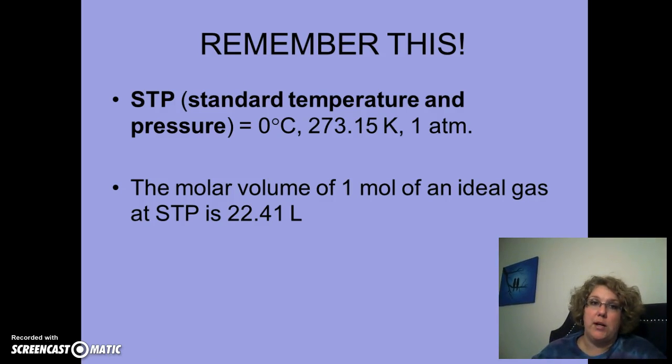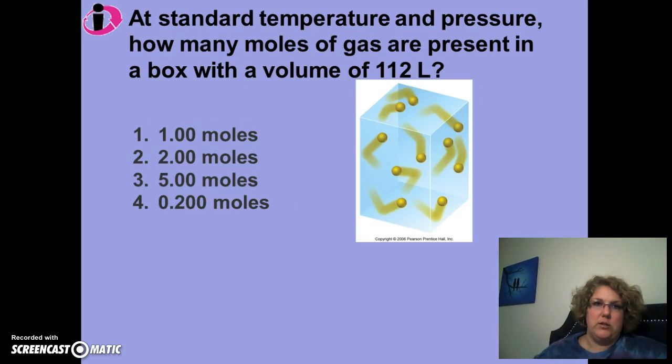So remember, STP means standard temperature and pressure. That does not mean room temperature and pressure, because it's freezing cold. Standard temperature is 0 Celsius or 273.15 Kelvin, and pressure is 1 atm. The molar volume of a gas at STP, no matter what the gas is, is 22.41 liters. Once again, I usually use just 22.4 because we're generally only going to have 3 sig figs in our calculations.